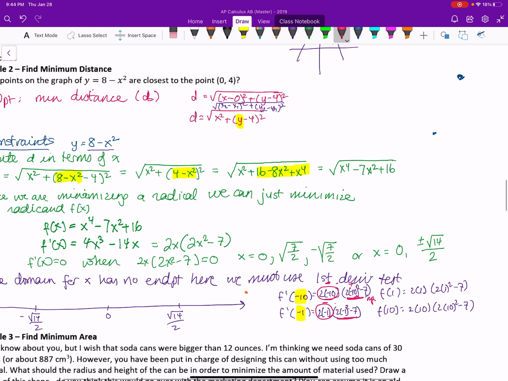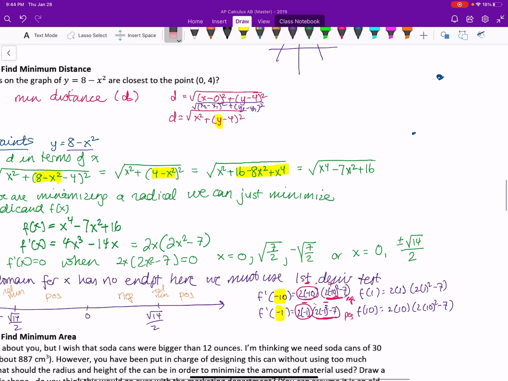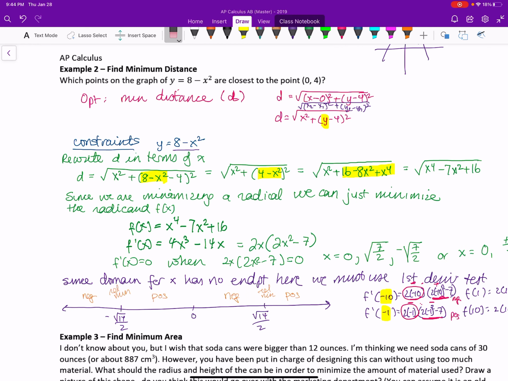And then for this negative 1, it's different. It's going to be a negative times, and then this is going to give me a negative. So that's how I know it's going to be a positive. And then similar reasoning over here for the 1 and the positive 10. So this is what we get: a negative, positive, negative, positive. Now, when it changes from negative to positive, you know you have a relative minimum. When it changes from positive to negative, it's a relative maximum.